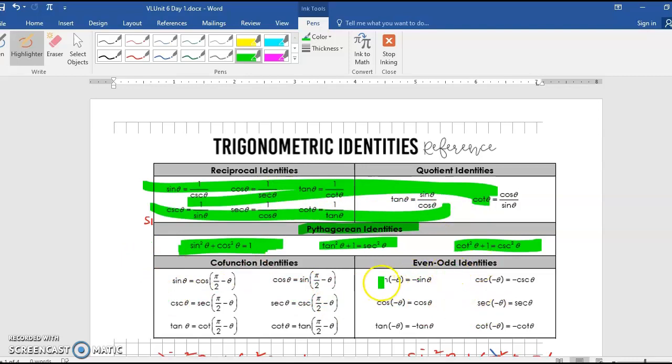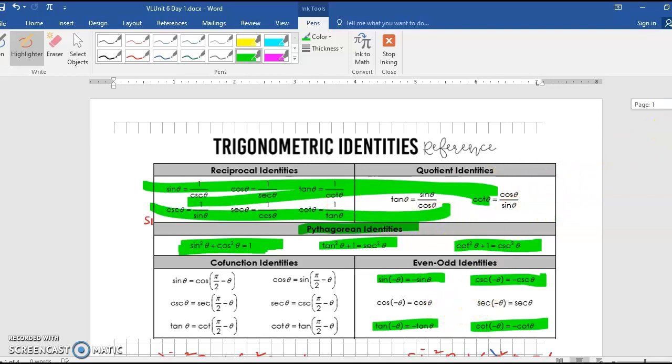But keep in mind that sine and tan are odd functions, and hence their reciprocal functions also. So sine of negative theta is negative sine theta, and cosecant of negative theta is negative cosecant theta, and so with tan and cot. But cosine is an even function, and hence so is its reciprocal. So cosine of a negative angle becomes a positive cosine of that angle.